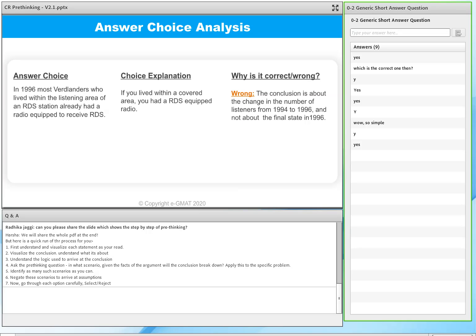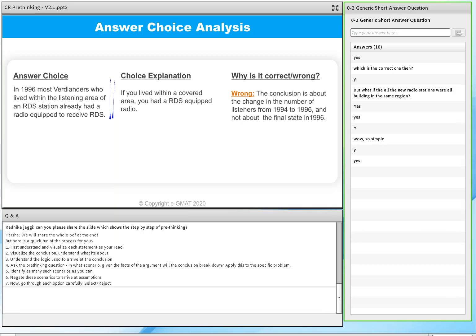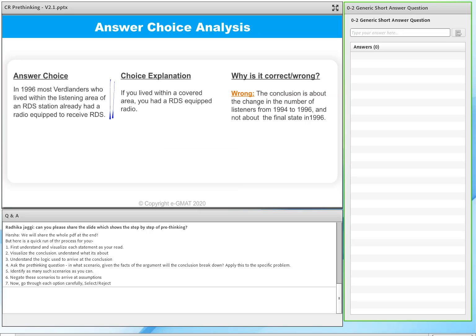Let's look at choice B. Choice B says, in 1996, most Verlanders who lived within the listening area of an RDS station already had a radio equipped to receive RDS. Again, please put the question in the Q&A pod. Let's go to choice B, and that way Harsha can respond to your question. So what does the word most mean?